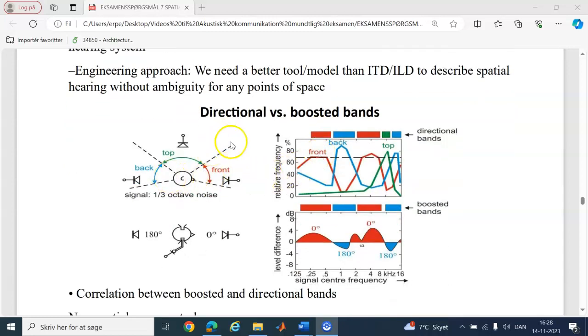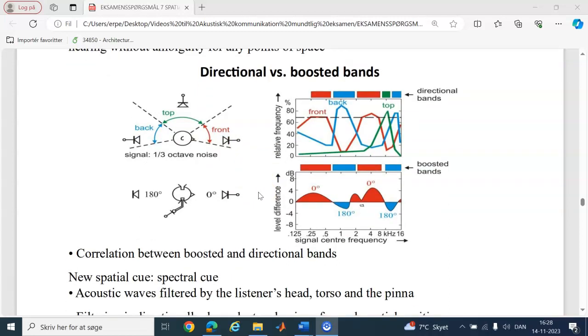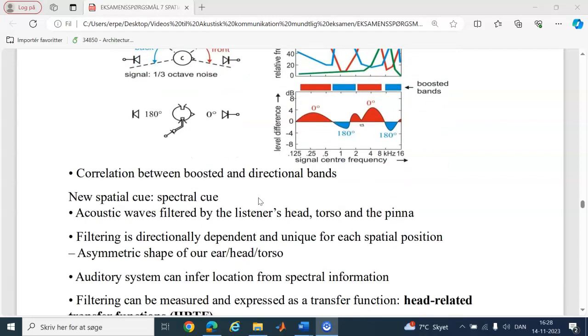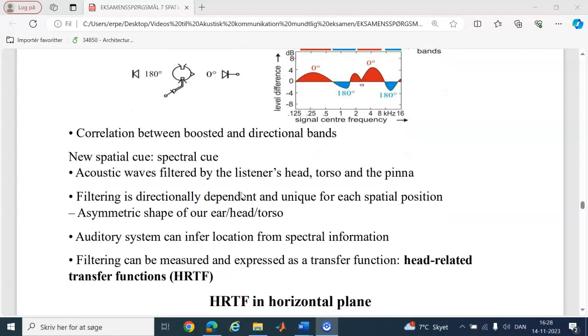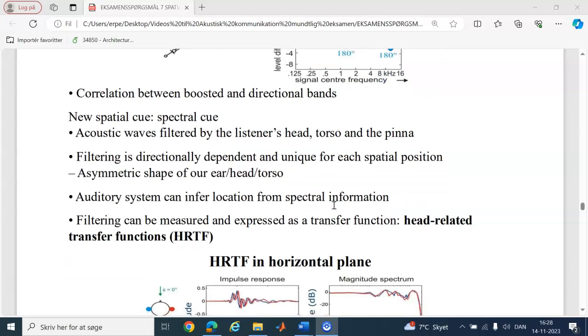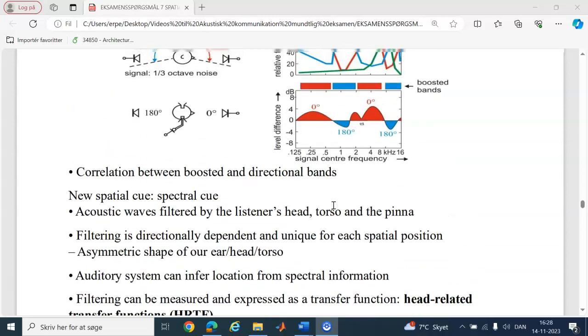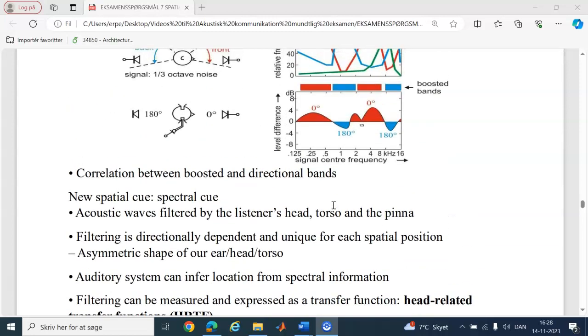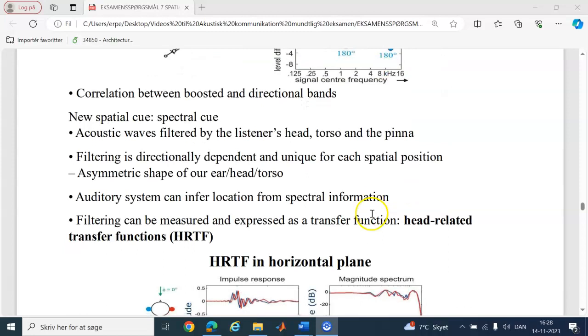Front, back, and top. The signal is a one-third octave noise. Correlation between boosted and directional bands. Use spatial cue, spectral cue. I will not say too much of it. Filtering can be measured and expressed as a transfer function.